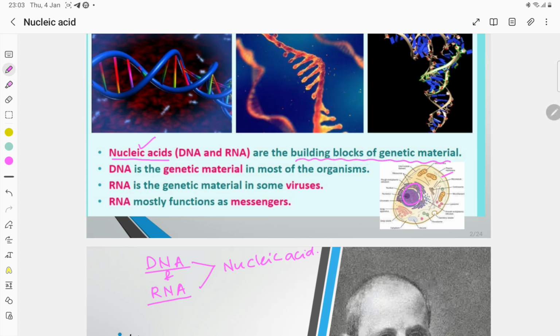That means the genes are present in DNA and RNA. In most cases, DNA is the main building block of genetic material. But in certain viruses, RNA also acts as genetic material.